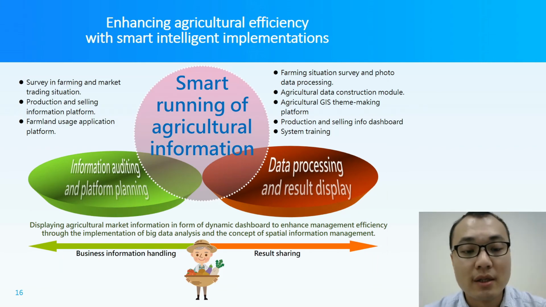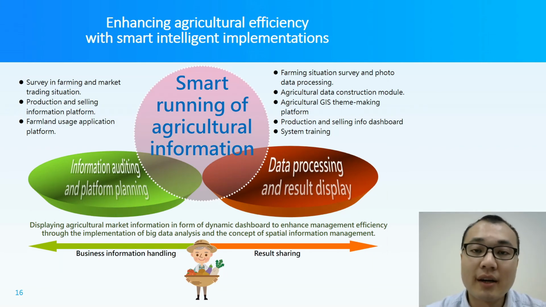We use big data to analyze and do spatial information management, and present agricultural marketing information in a dynamic dashboard, assisting in decision-making analysis and improving administrative efficiency.